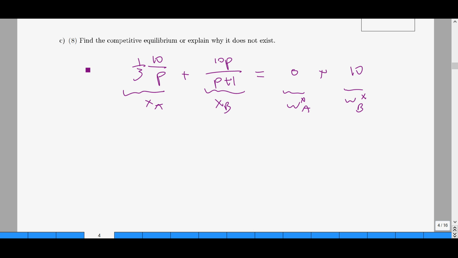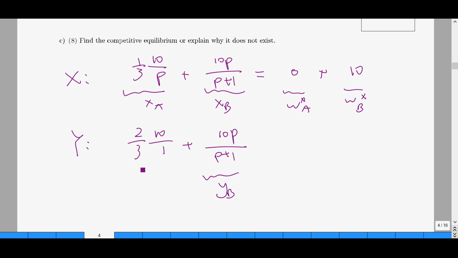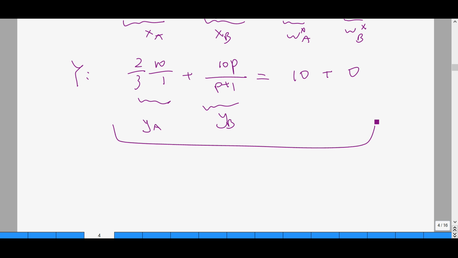The other one, this is the market clearing condition for x. The market clearing condition for y is 2/3 of this plus 10p. This is yb. This is x. This is ya. Again, copy from the previous page. So this is 10 plus 0. So see which one is easier to solve. I think the second one is easier to solve. You can solve the first one if you want, but I think this one is easy.